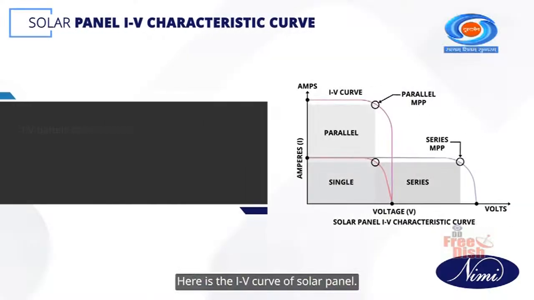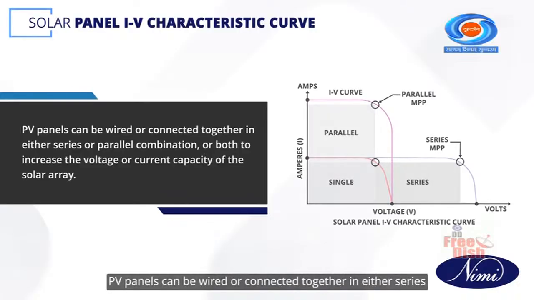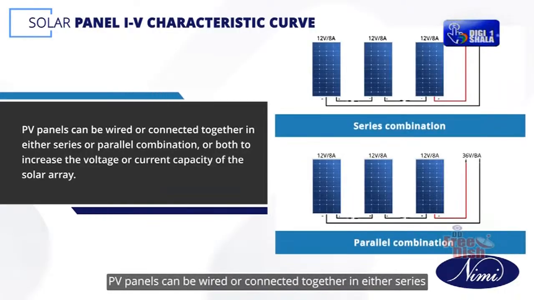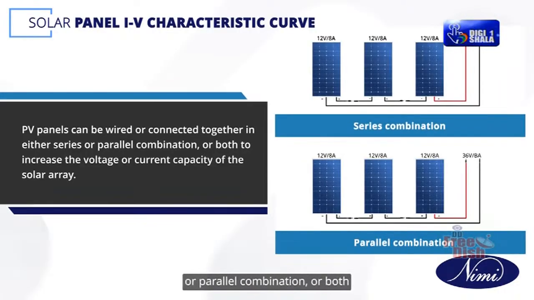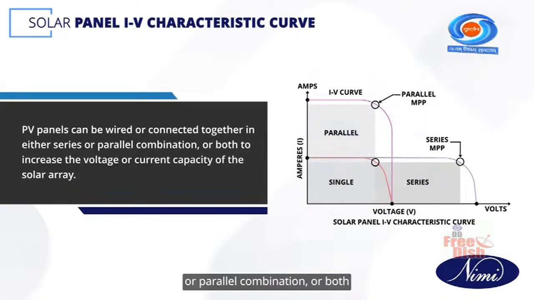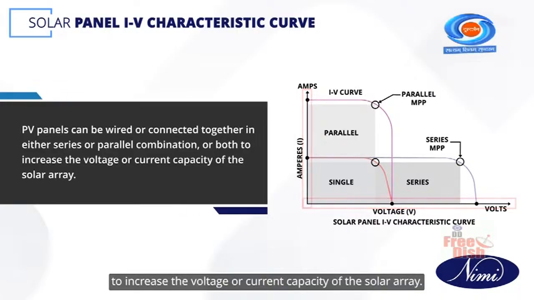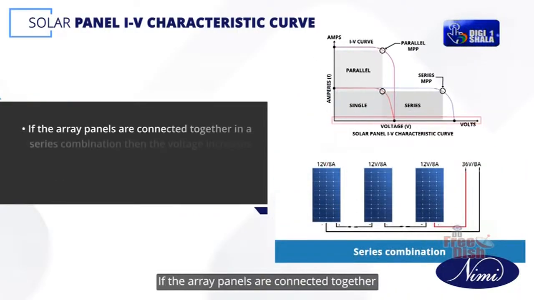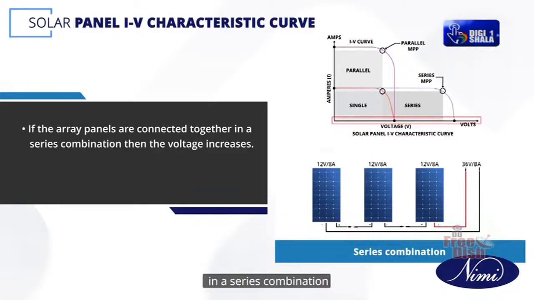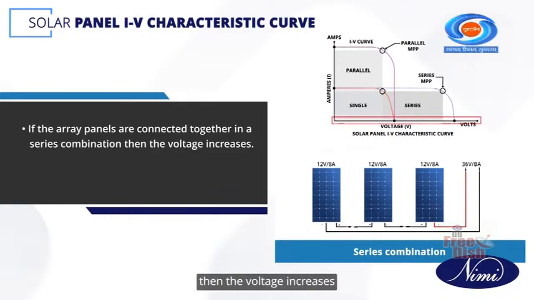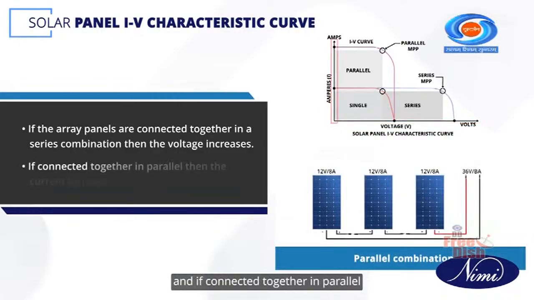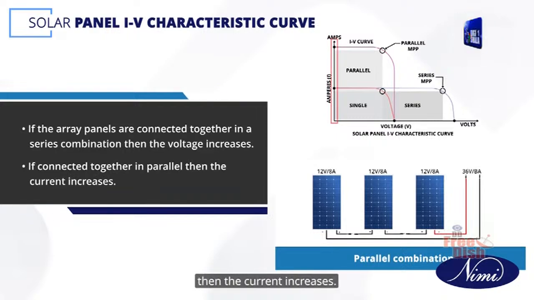Here is the IV curve of solar panel. PV panels can be wired or connected together in either series or parallel combination or both to increase the voltage or current capacity of the solar array. If the array panels are connected together in a series combination, then the voltage increases, and if connected together in parallel, then the current increases.